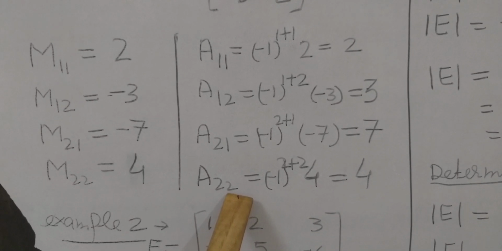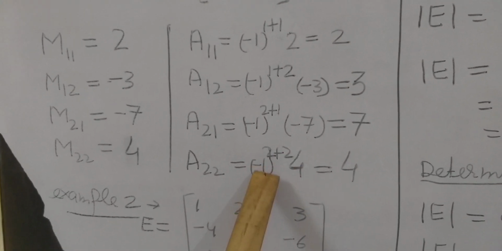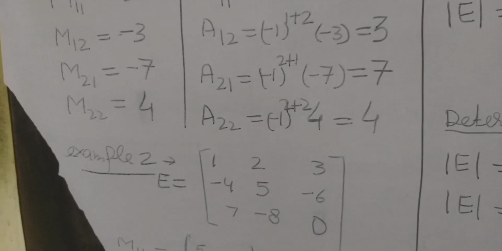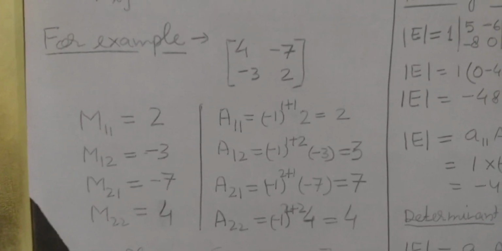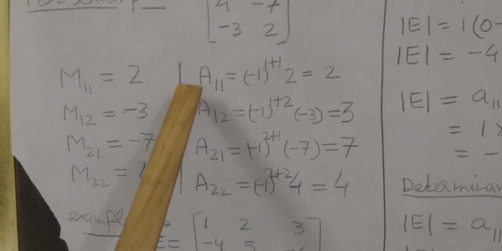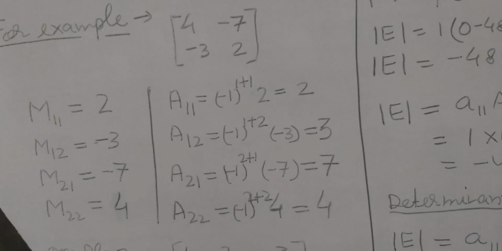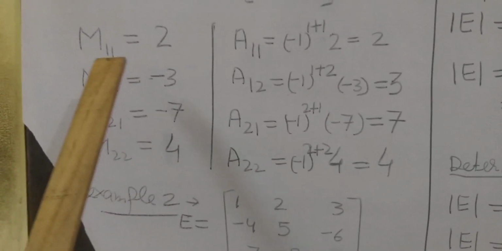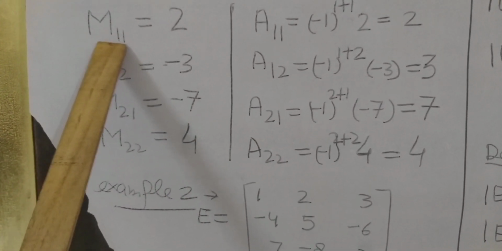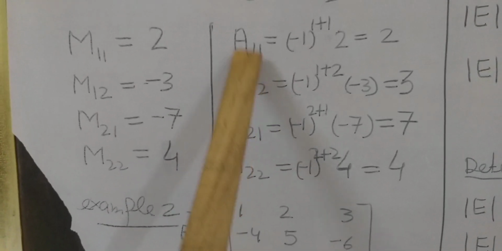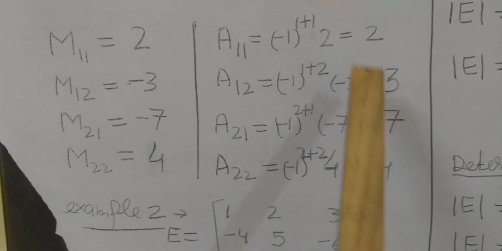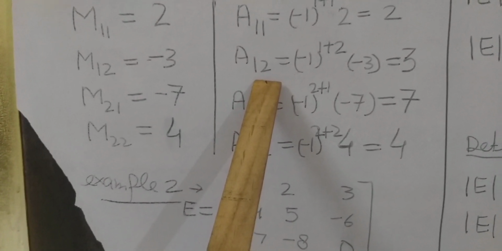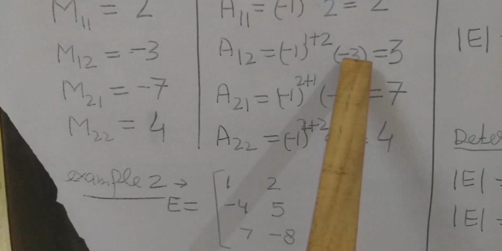So A22 equals minus 1 to the power 4, 1 into 4 equals 4. So this is the method of finding minors and cofactors, students, of a 2 by 2 matrix. You can see here, if the sum of i plus j is even, then minor and cofactor are the same. If the sum of i plus j is odd, then we have to change the sign of the minor.